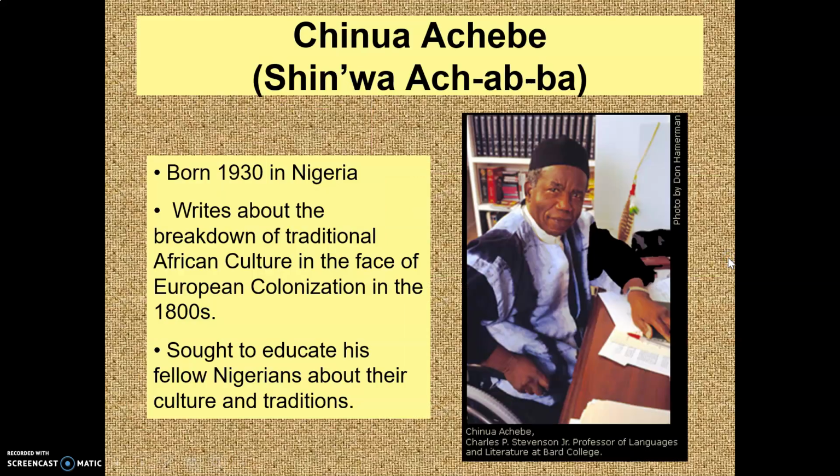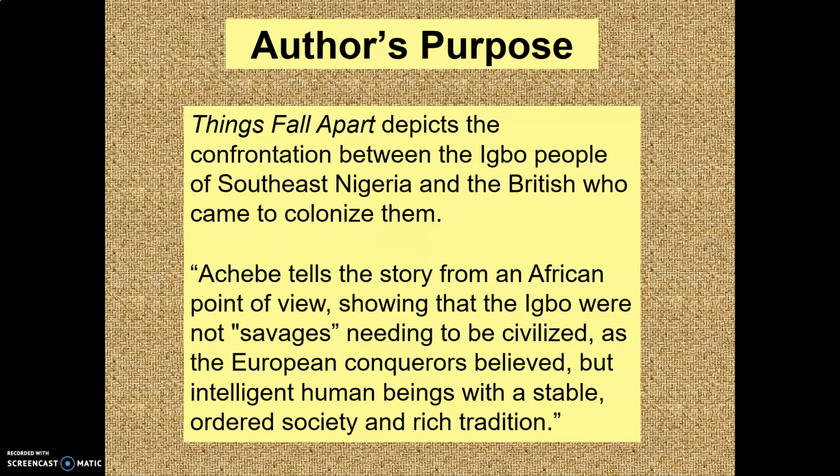The first few slides are about Chinua Achebe himself. He is a Nigerian author, and he wrote a lot of books and short stories. They're all very similar thematically in that they depict the breakdown of traditional African culture because of European colonization, and how much of African tradition was lost because of that.